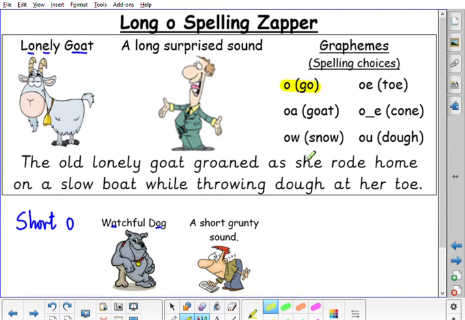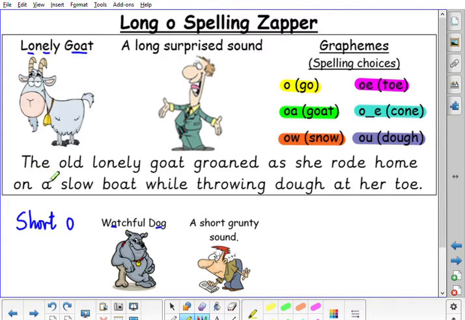There's O as in go, there's OA as in goat, there's OW as in snow, there's OE as in toe, there is O something E as in cone. We've got the two vowels split by a consonant, known as a split digraph, or you could call it magic E for a bit more fun, and then OU as in dough. So they all sound the same, but they look different. And your challenge is to learn which one to use for each spelling.